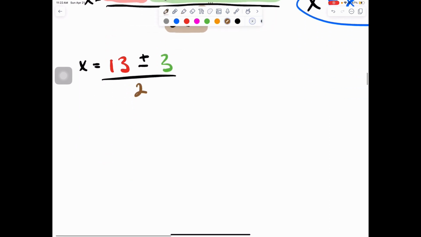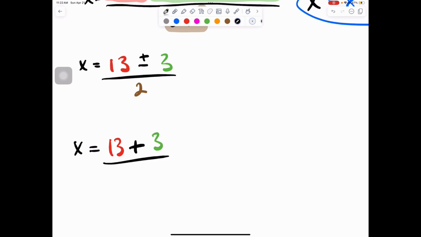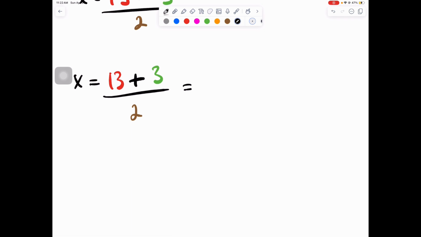And again, we will write this as two separate equations here. So we will do x equals 13 plus 3 over our brown 2, followed by our equal sign. And then we will set it up one more time as x equals 13 minus 3. Set that over our 2 and bring down our equals.